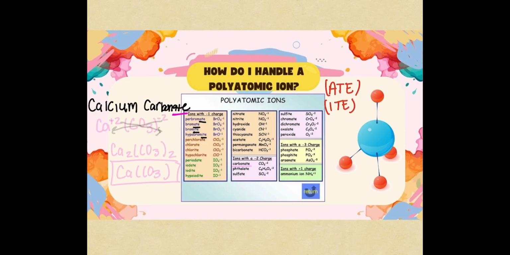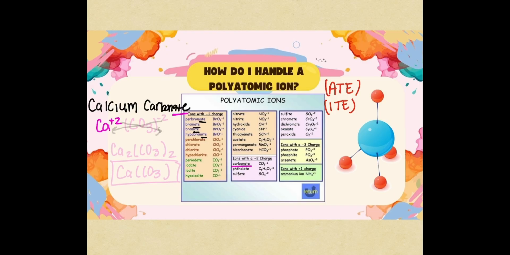So the first thing that I'm going to do is write the symbol for my metal, and my metal is calcium, and the symbol for my metal is Ca. And I'm also pairing it with the oxidation number. The oxidation number for calcium is +2. Okay. And then I'm going to look at my polyatomic ion sheet. I'm going to look for carbonate. I found carbonate right here. Okay. The symbol is next to it.